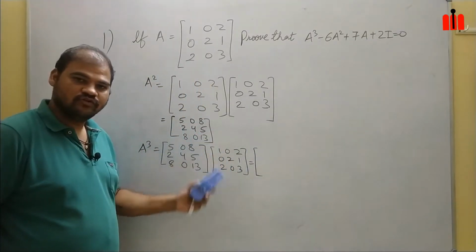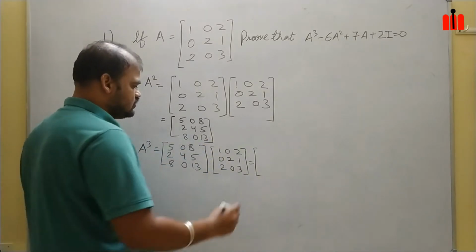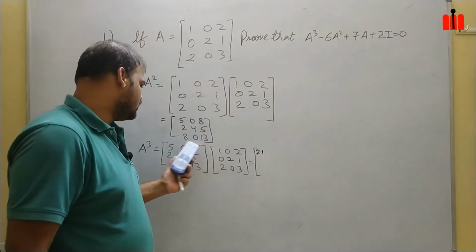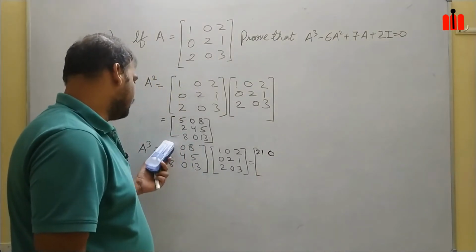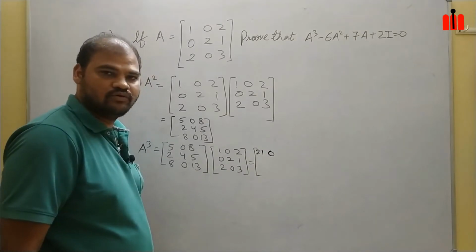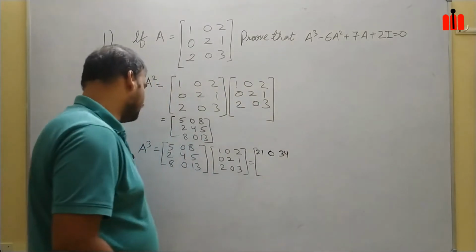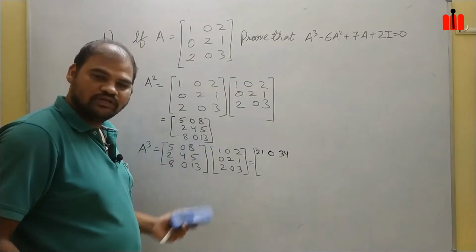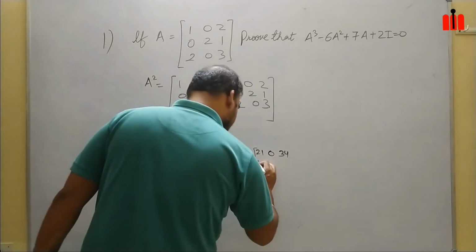First row, first column for first element. So 5 into 1 is 5, 8 into 2 is 16, it is 21. 16 plus 5, 21. 5 into 0 is 0, 0 into 2 is 0, 8 into 0 is 0, so 0. 5 into 2 is 10, 0 into 1 is 0, 8 into 3 is 24. 24 plus 10, 34. So this is 34. Now the second row [2 4 5] with the columns: 2 into 1 is 2, 4 into 0 is 0, 5 into 2 is 10. 10 plus 2, 12. 12.